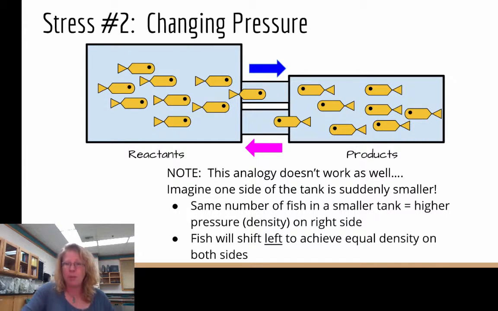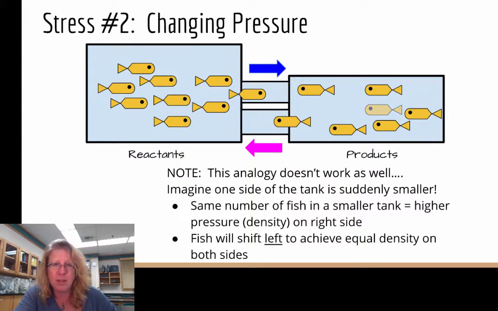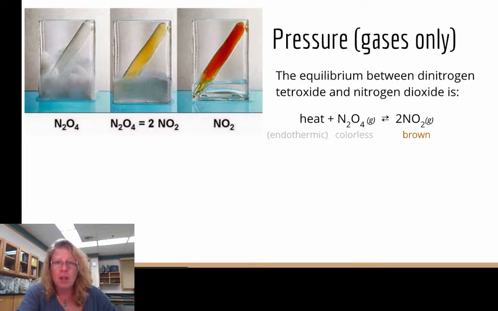So let me give you an example of what this looks like with actual chemical equations. Oh, I'm increasing my fish as they go over to the left. There we go. All right, so what happens here?